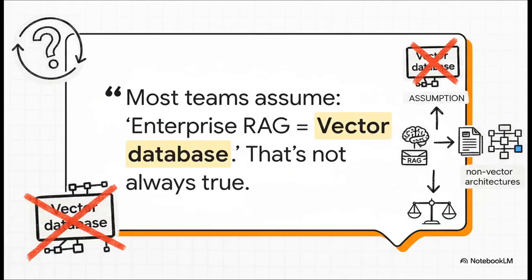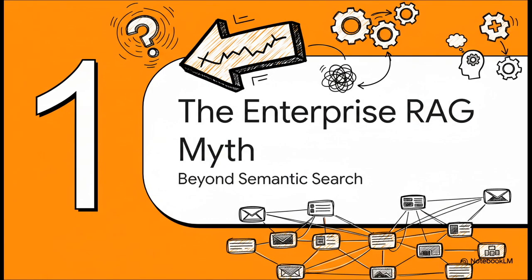You know, there's a huge assumption out there that if you're building a serious RAG system, you absolutely have to use a vector database. But I'm here to tell you that's not just an assumption, it can be a really dangerous oversimplification. And this gets us to what I like to call the enterprise RAG myth. The problem with this myth is that it assumes semantic search, just finding similar meanings, is the only thing that matters. But in a real business, the challenges are way more complex than that.